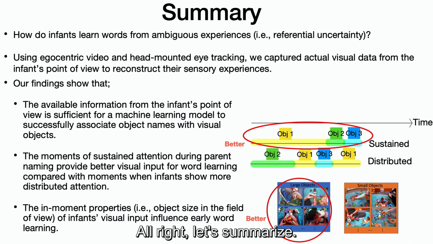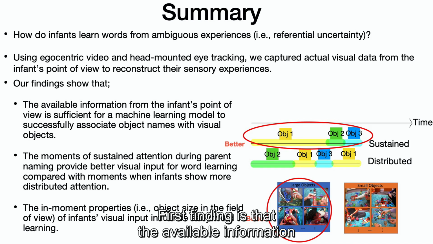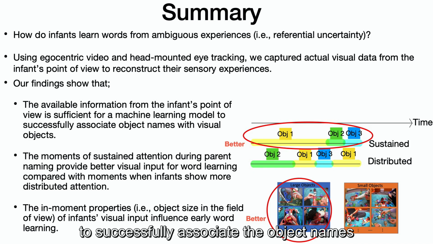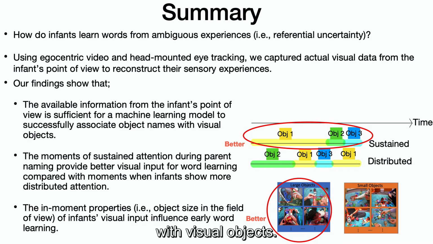Alright, let's summarize. This paper investigated how infants learn words from ambiguous experiences, which is a referential uncertainty. The uniqueness of our paper is to use egocentric video and a head-mounted eye tracker to capture the actual data that the infants are perceiving. We have 3 key findings. The first finding is that the available information from the infant's point of view is sufficient for a machine learning model to successfully associate the object names with visual objects.